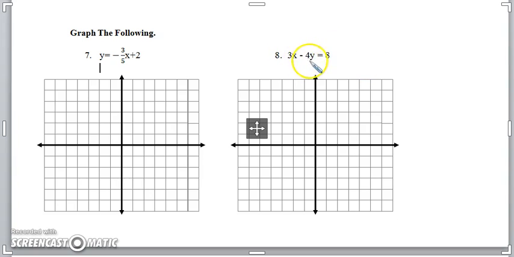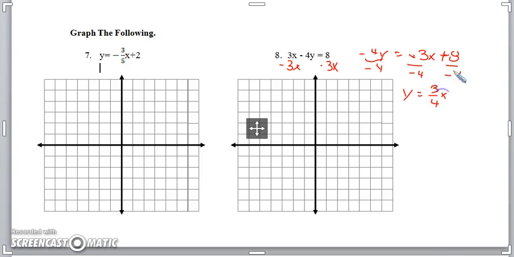Guys, be careful with your graphing. Remember, you have to solve for y here. So you need to subtract 3x from both sides. You come out with negative 4y equals minus 3x plus 8. And then you're going to have to divide everything by negative 4. This is the thing that kills us, is not paying attention to our signs. Negative divided by negative is a positive 3/4 x. 8 divided by negative 4 is negative 2. This is your y-intercept. So come over here down to negative 2.